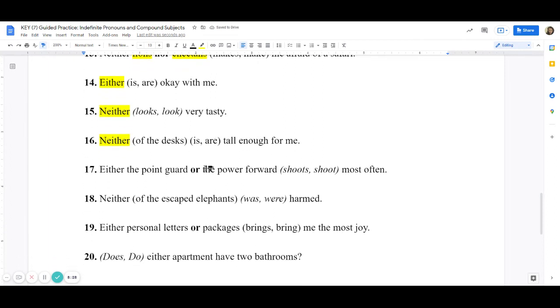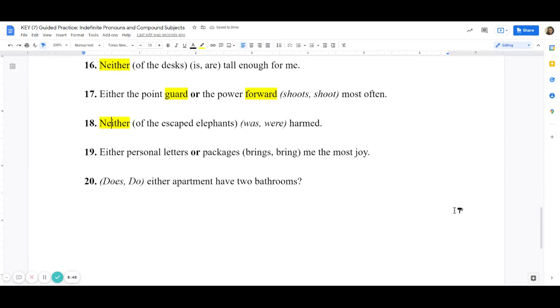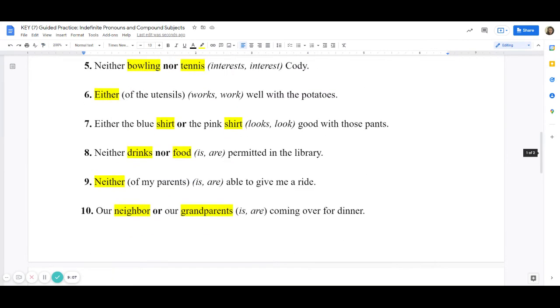17, I see or, which means there are 2. We have either the point guard, the power forward. We just want the simple subject or simple noun. So guard, forward. Number 18, neither is all by itself, so we know that means neither is our subject. 19, I see or, so there are 2. We have letters, packages. We do not include personal. That's considered an adjective. It's not part of the simple subject. And then 20, our subject is either all by itself. There was no or a prepositional phrase. All right, I'm going to shut off my roller brush by clicking it 1 time. And now we need to label our subjects as singular or plural.